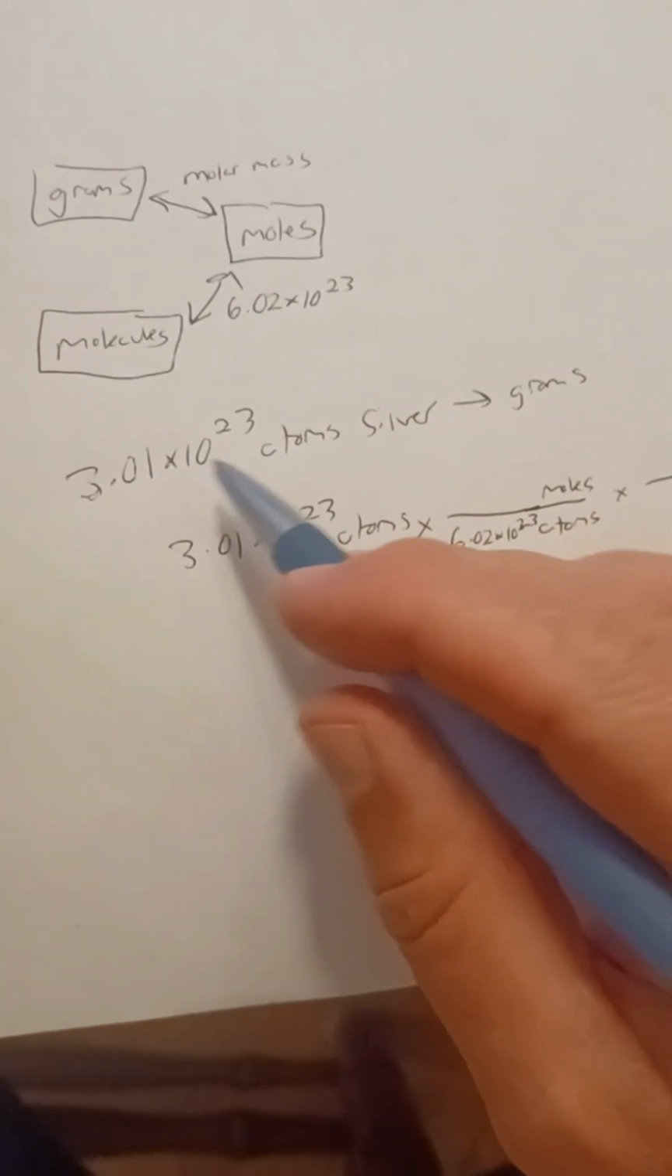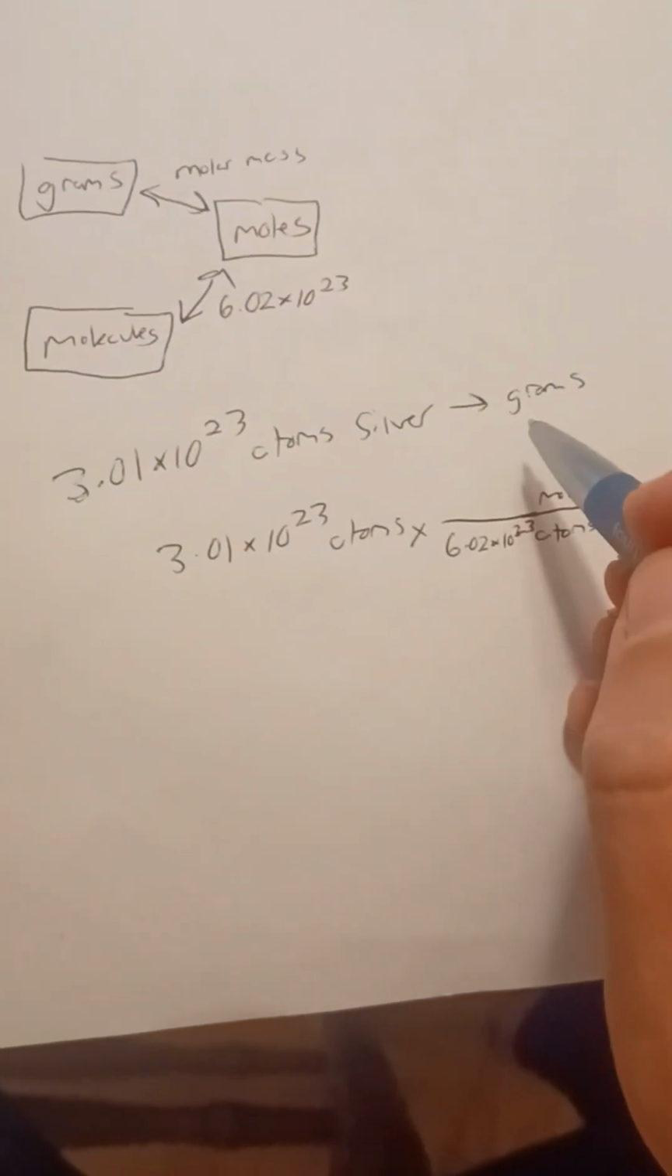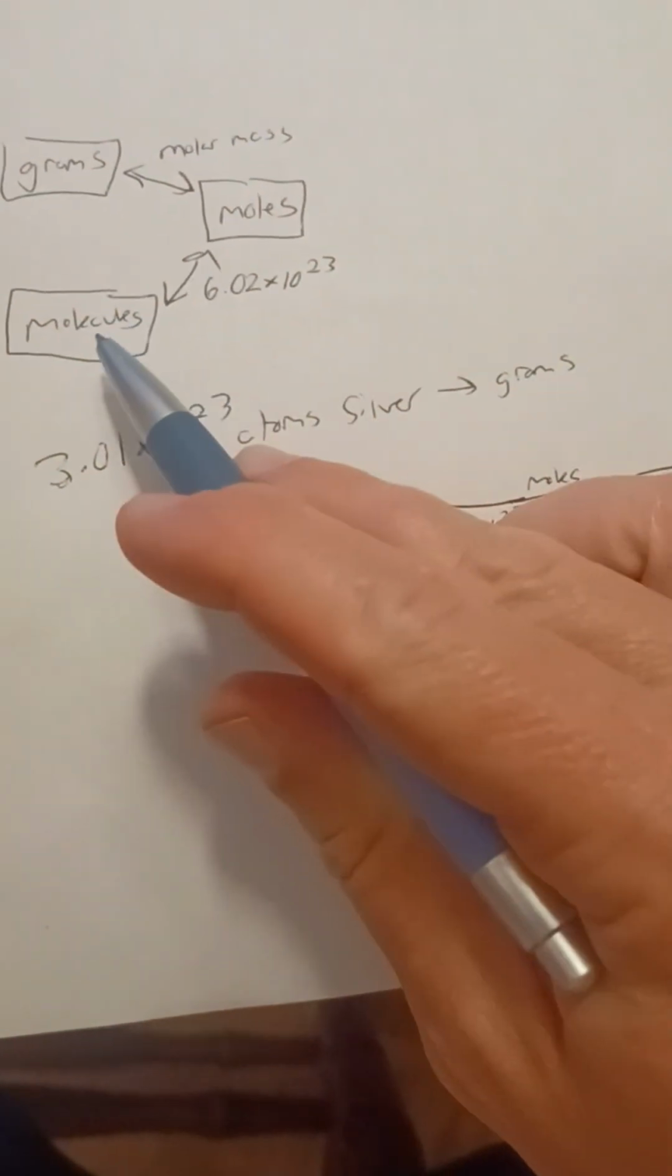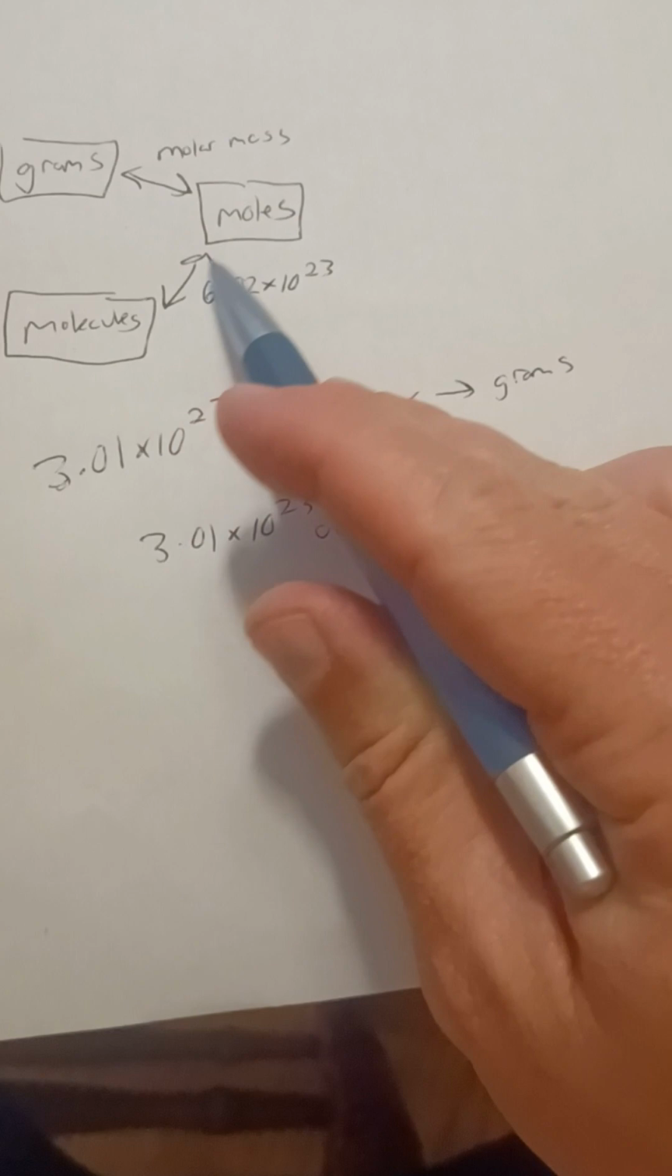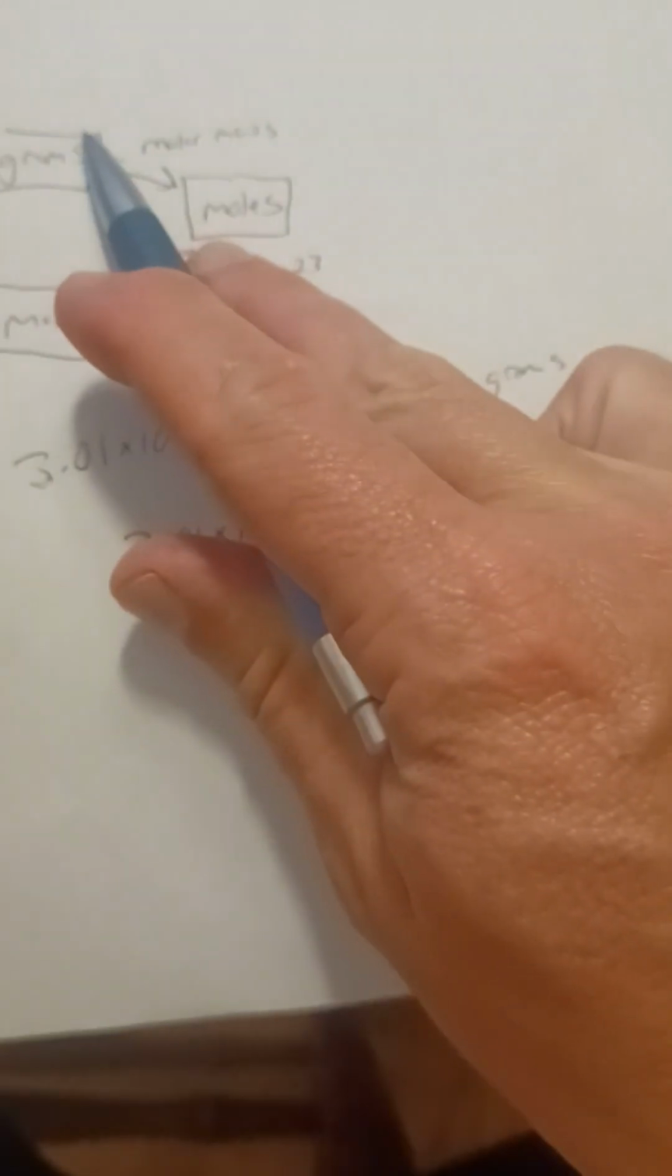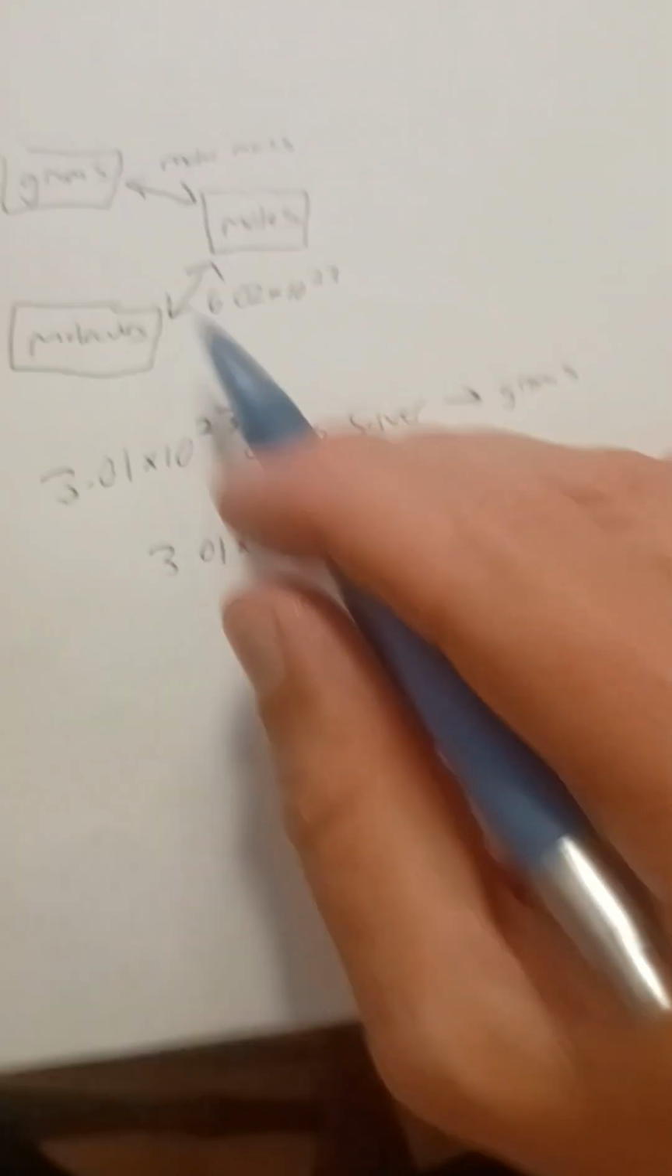The second one down here, it was you have 3.01 times 10 to the 23rd atoms of silver. How many grams is that? So this time we're starting here. We have atoms. We want to go to moles, and then we have to go back to grams. So we're going to have to work our way through there.